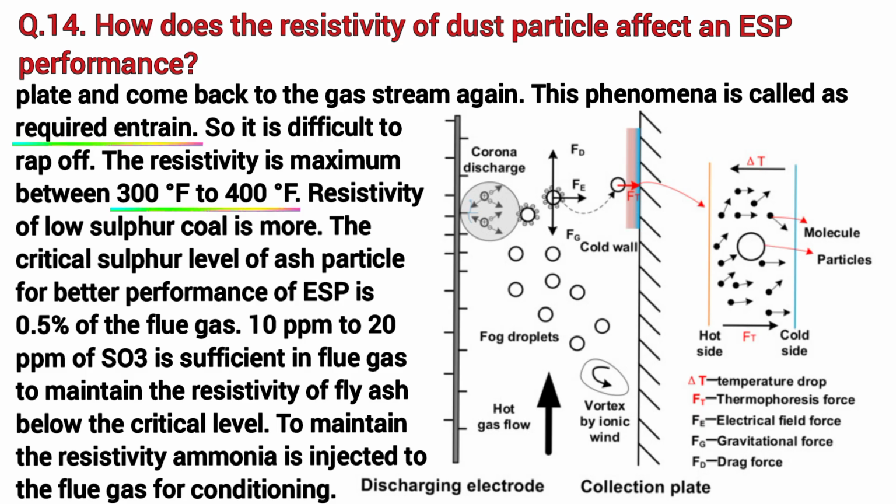Resistivity of low sulfur coal is more. The critical sulfur level of ash particles for better performance of an ESP is 0.5% of the flue gas. 10 ppm to 20 ppm of SO3 is sufficient in flue gas to maintain the resistivity of fly ash below the critical level. To maintain the resistivity, ammonia is injected into the flue gas for conditioning.